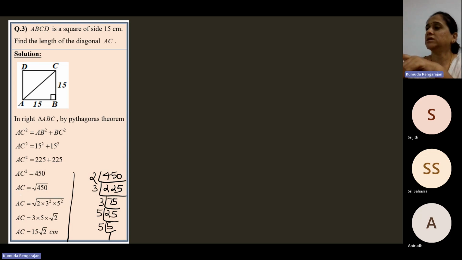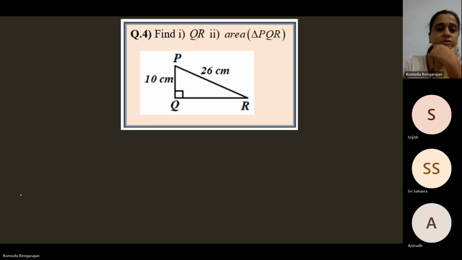Completed. Harini and Jalak, finished. Okay. Find QR and also the area of triangle PQR.